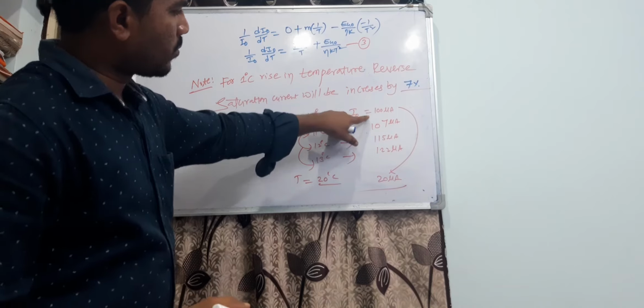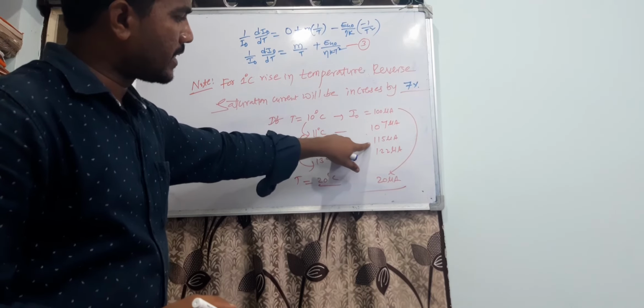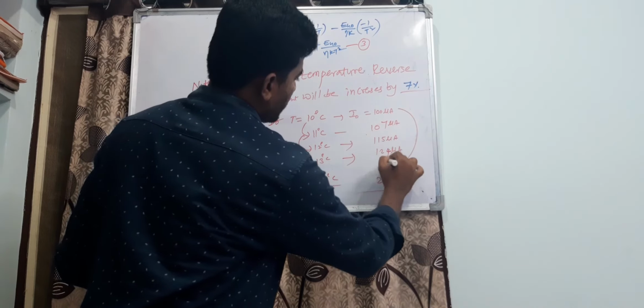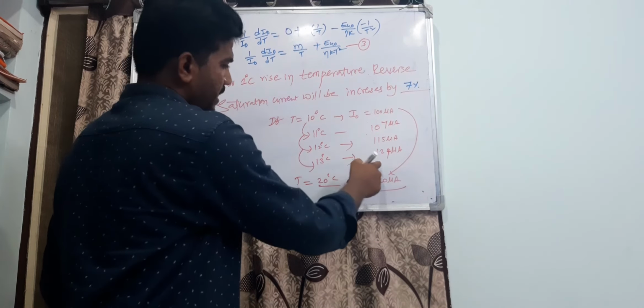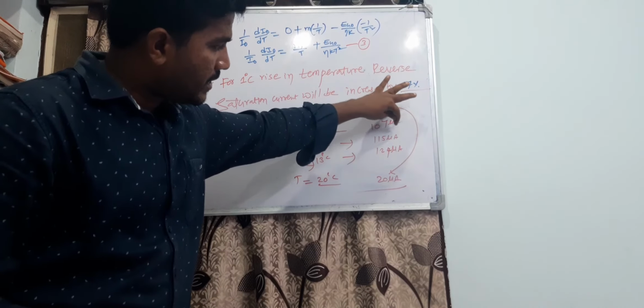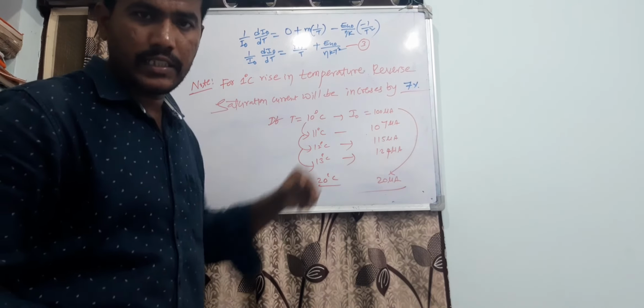So up to this only 7 increases, up to this 8 increases, up to this what? Again this value will be 124, I think 124. 9 increases. Like this, what happens? For 1 degree rise in temperature, there may be very small changes in the reverse saturation current.